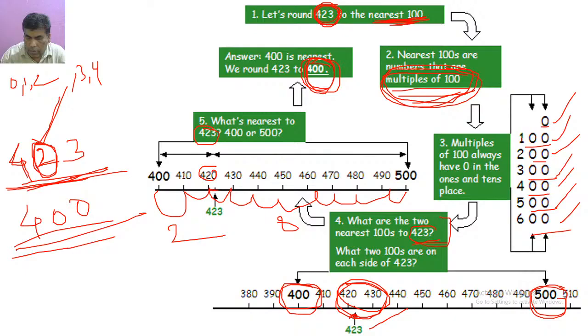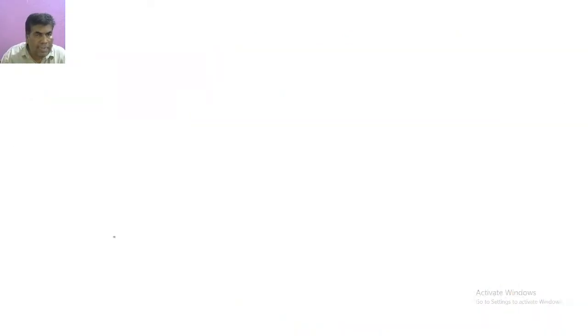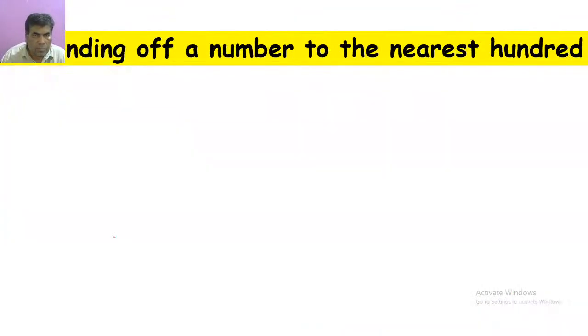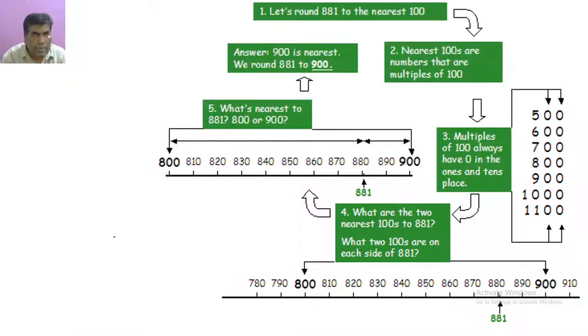Okay, let's see another example. What is the given number here? 881. 881 is the given number.